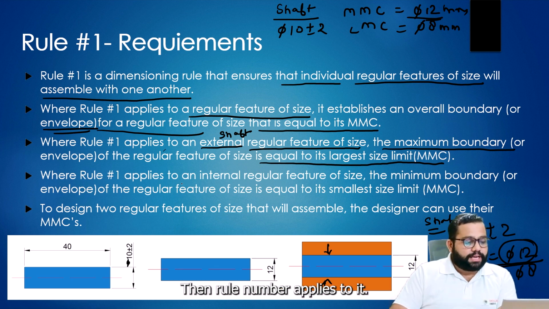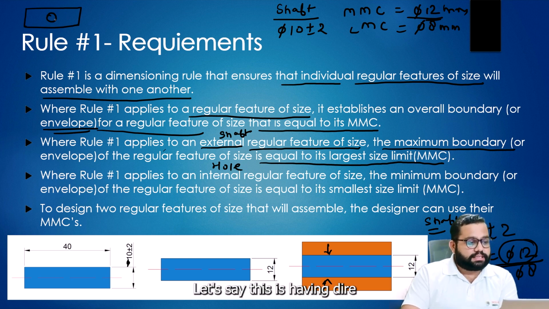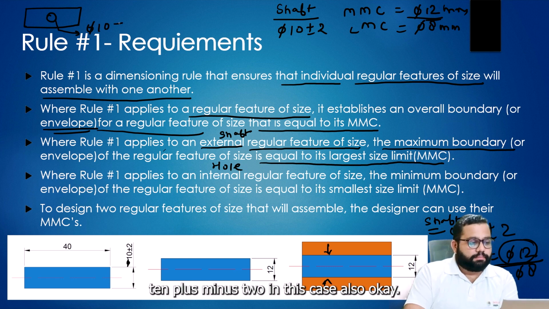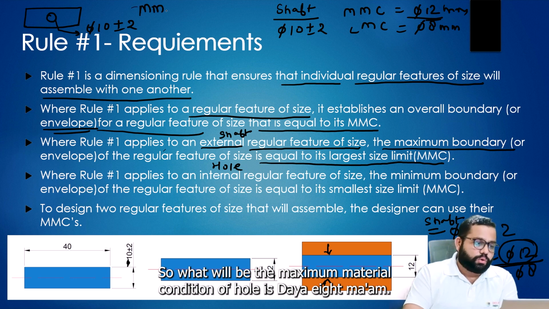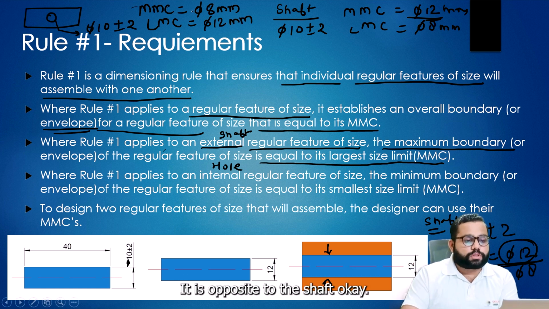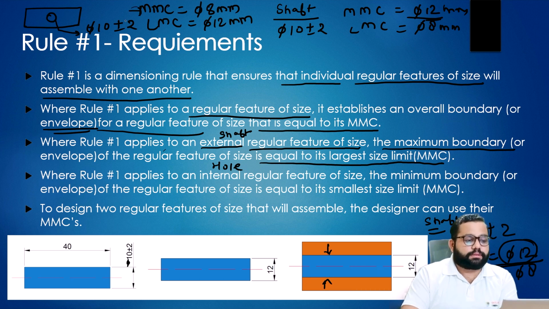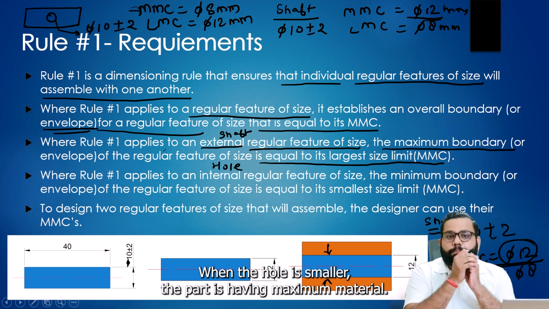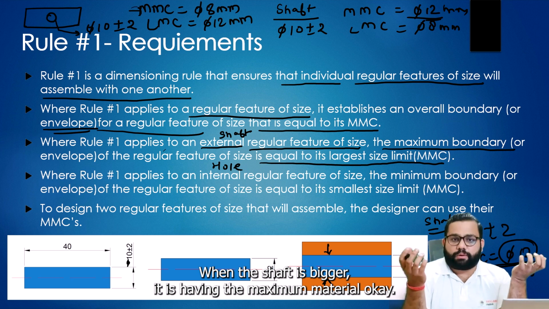When rule number 1 applies to an internal regular feature of size, here we are talking about the hole. So we will make one drawing of a hole. Let's say this also has dia 10 plus minus 2. The maximum material condition of the hole is dia 8 mm and the least material condition of the hole is 12 mm. It is opposite to the shaft. When the hole is smaller, the part has the maximum material. When the shaft is bigger, it has the maximum material.